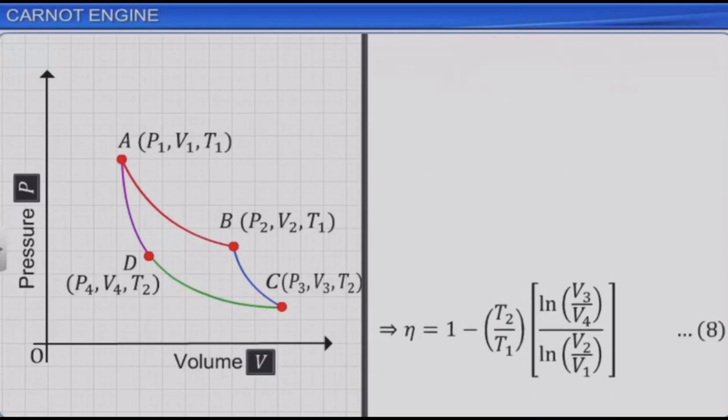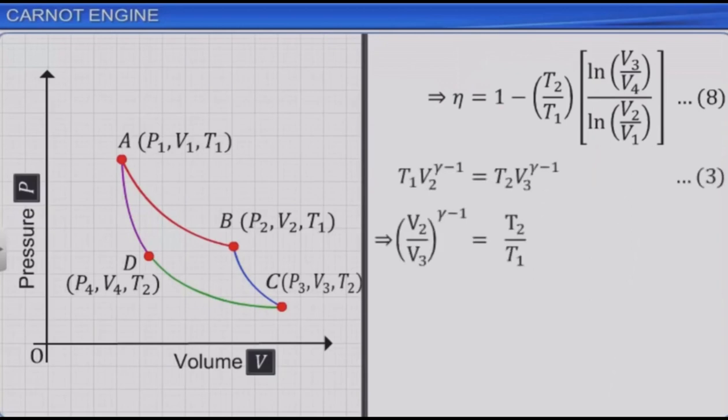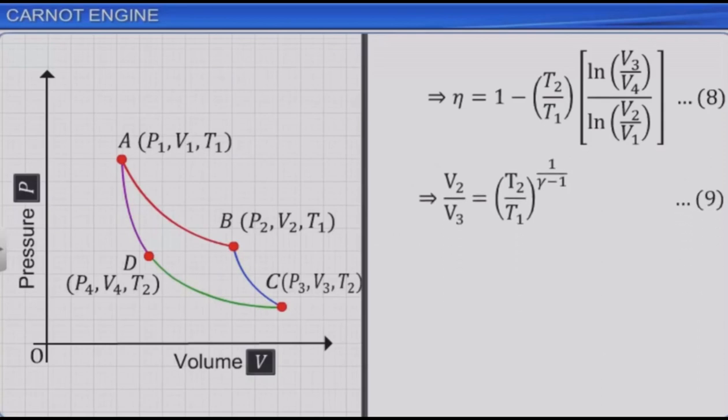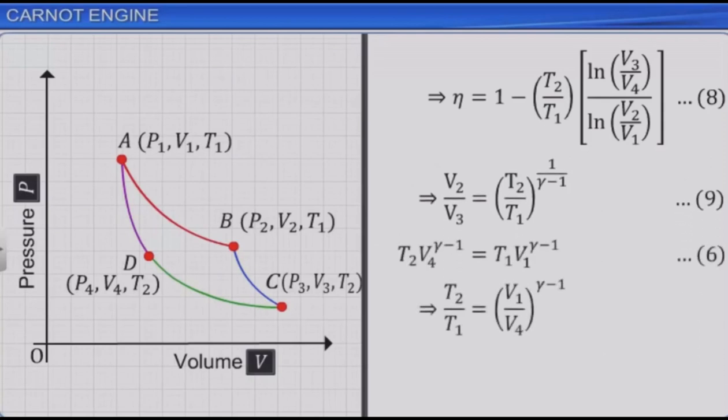Equation 3 can be rewritten as V2 by V3 is equal to (T2 by T1) to the power of 1 by gamma minus 1. Let this be equation 9. Similarly, equation 6 can be rewritten as V1 by V4 is equal to (T2 by T1) to the power of 1 by gamma minus 1. Let this be equation 10.